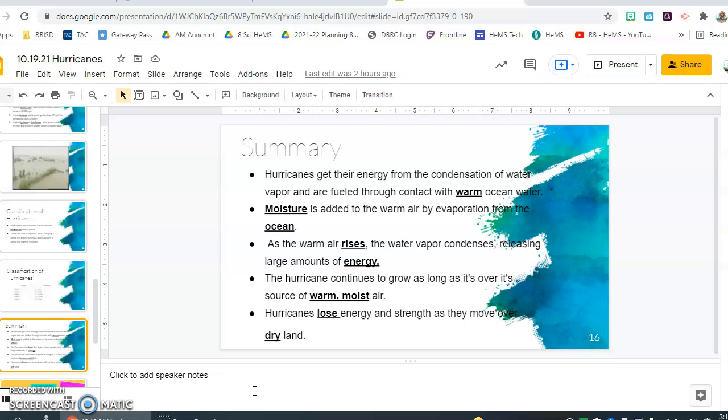In summary, hurricanes get their energy from the condensation of water vapor and are fueled through contact with warm ocean water. Moisture is added to the warm air by evaporation from the ocean. As the warm air rises, the water vapor condenses, releasing large amounts of energy. The hurricane continues to grow as long as it's over the source of warm, moist air. So as long as it's over the ocean, and it has to be warm, that relates back to our beginning slide, all those warm currents. Hurricanes do lose energy and strength as they move over and onto dry land. So when a hurricane makes landfall, this is when it downgrades itself and loses its strength.